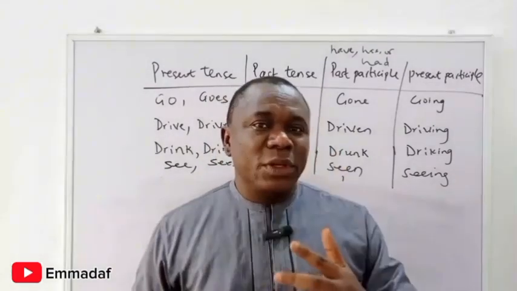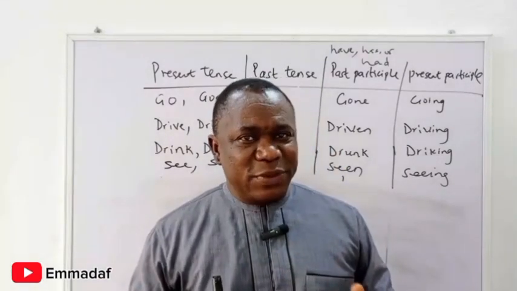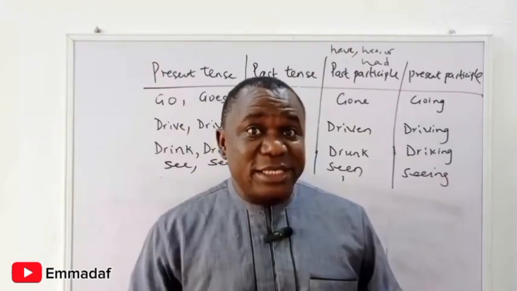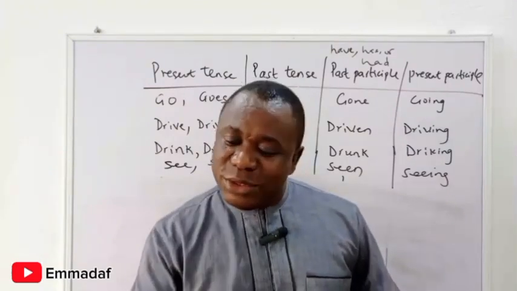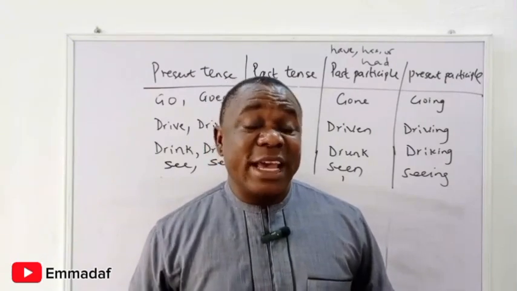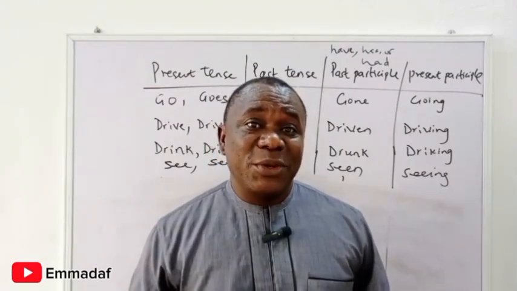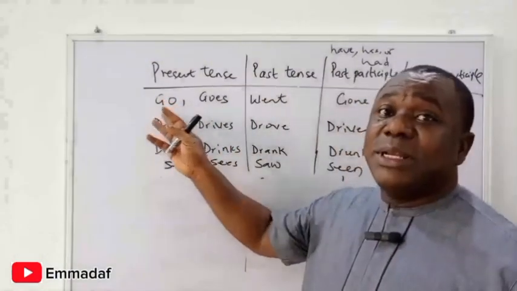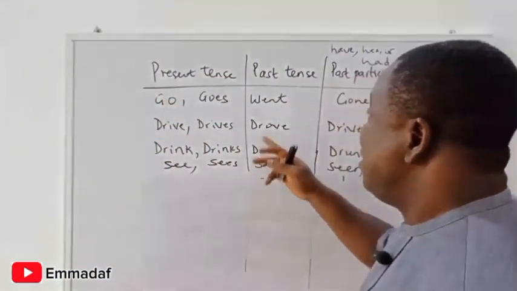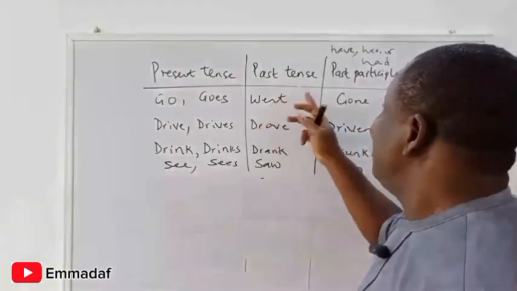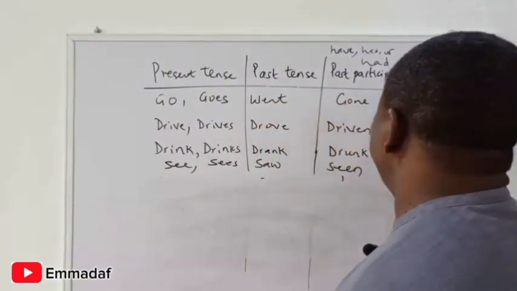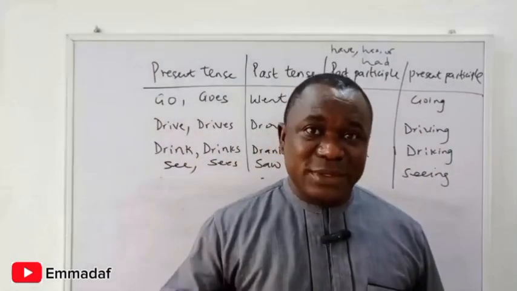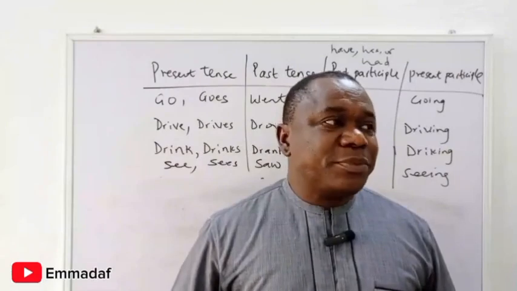Now, if you are interested in a particular verb, and the verb you are interested in is not on the list that I've provided, what do you do? Just pick your dictionary. Every standard dictionary will give you the base form of the verb. It will also provide you the past tense, the past participle, and the present participle of the verb.